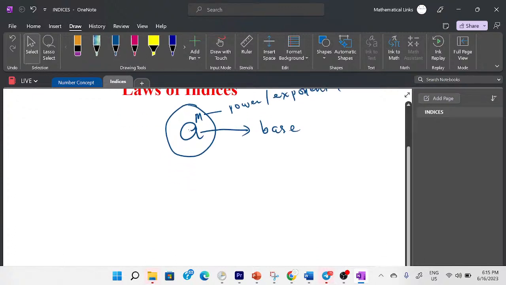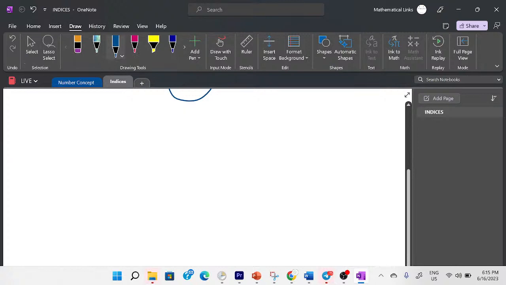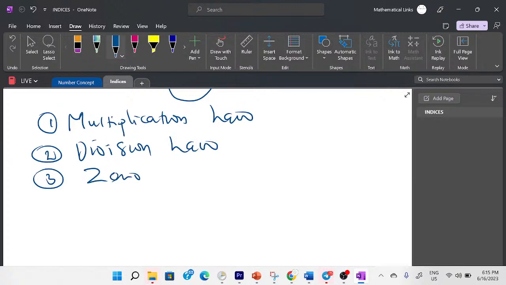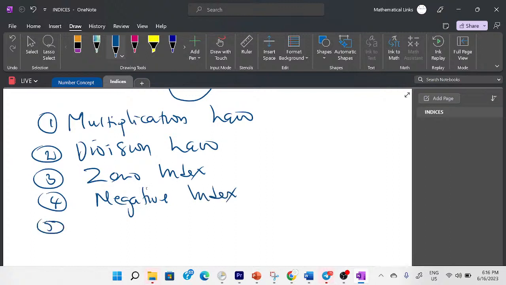So we are going to look into 6 laws of indices and the illustration, and next week we are going to cite some examples and look into some past questions, because we are seriously late for the lesson. We're going to look into the following laws. The first one is multiplication law of indices. The second one will be division law of indices. The third one will be zero index. The fourth one will be negative index. The fifth one will be fractional index. And the sixth one will be power law.